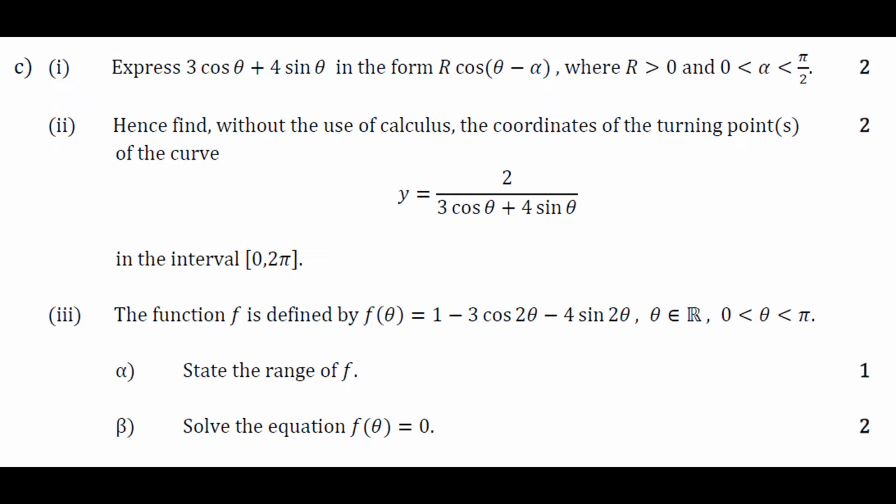And the word hence at the beginning of this part gives a very strong indication that the work we just did in part 1 is going to become very useful, so it's worth trying to see the linkages there. Hopefully it's quite clear that in part 1 we've found an expression for 3 cos theta plus 4 sin theta. And here in part 2, the curve that we're trying to find the turning points of has that expression in the denominator. So the link is hopefully quite clear to see. So yeah, let's take a look.